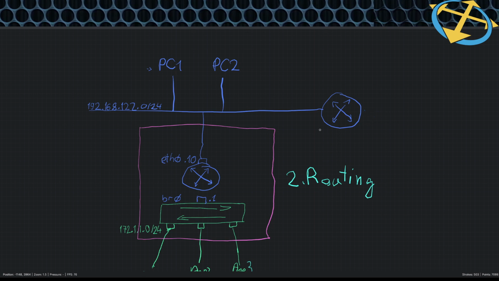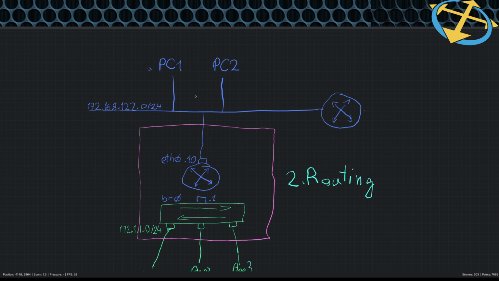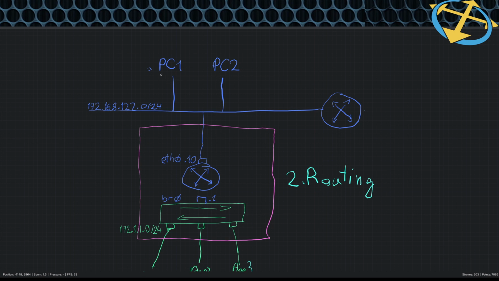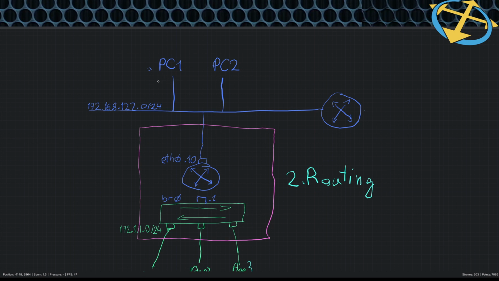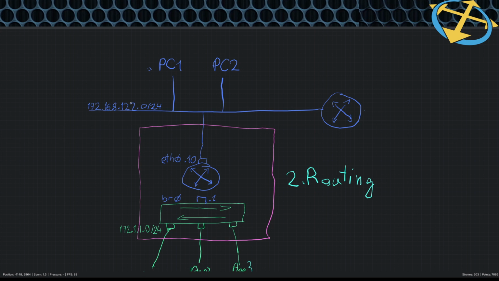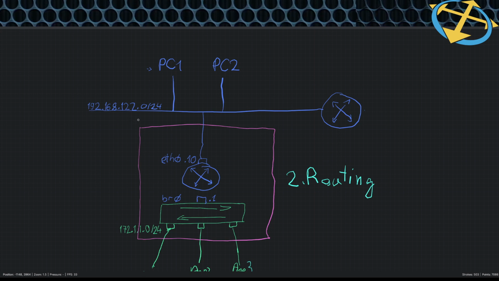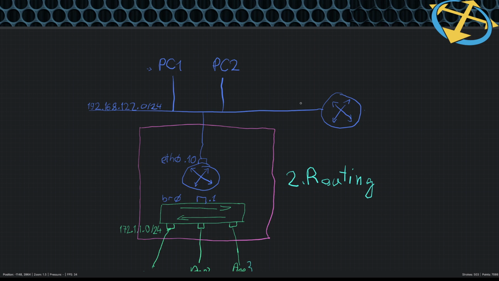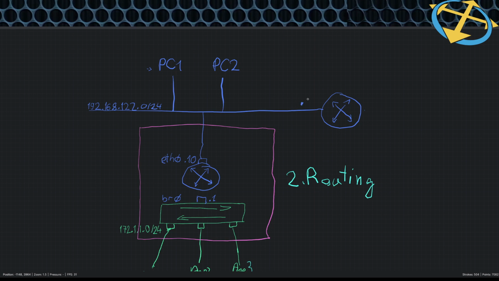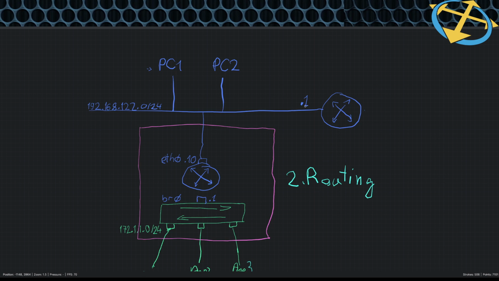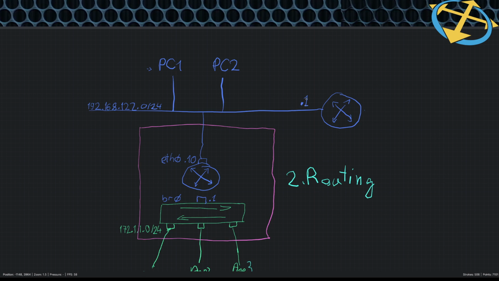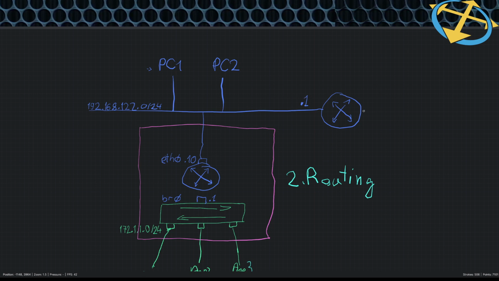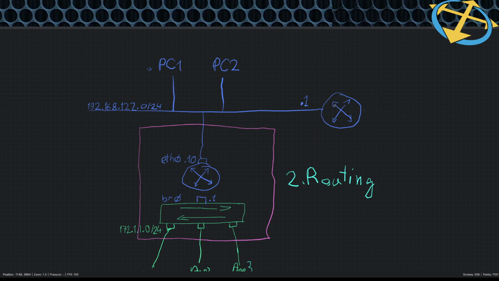Anyway, I also told you at the start that PC1 and PC2 do not know how to route to 172.1.1.0, because the only route they normally have is the default gateway. Let's say this is the .1 address, and all they know is how to get to this gateway, and for any network they want to reach, they will ask this gateway.